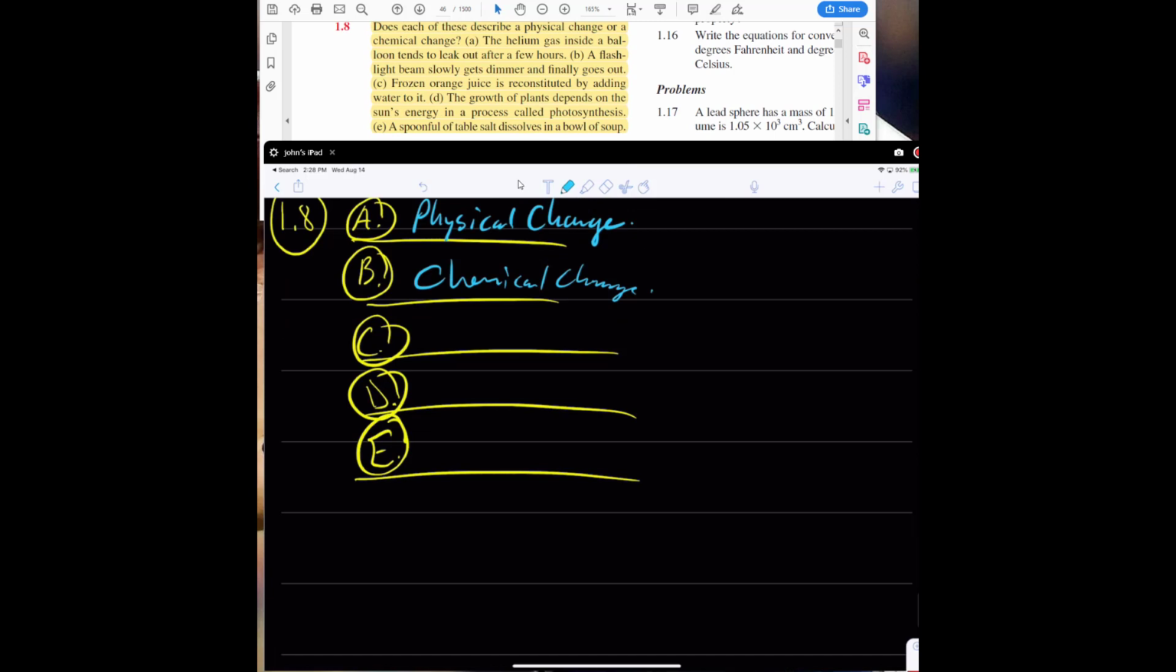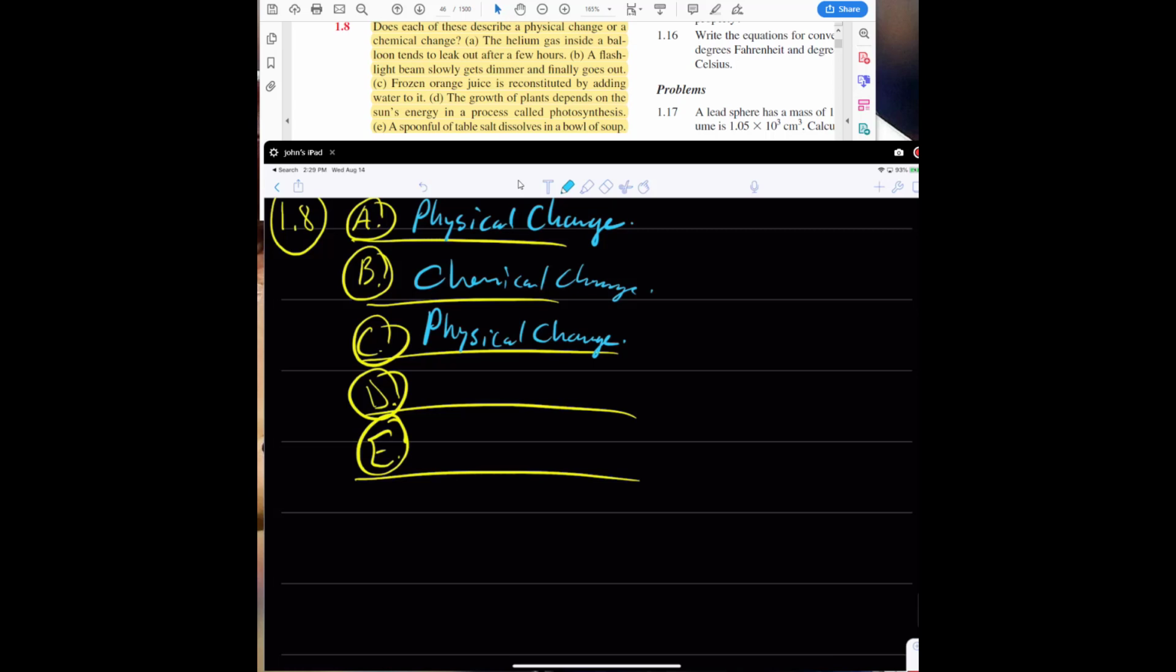Part C. Frozen orange juice is reconstituted by adding water to it. Physical change or chemical change? So frozen orange juice is reconstituted by adding water to it. This is going to be a physical change. Why? The orange juice concentrate can be regenerated by the evaporation of the water.